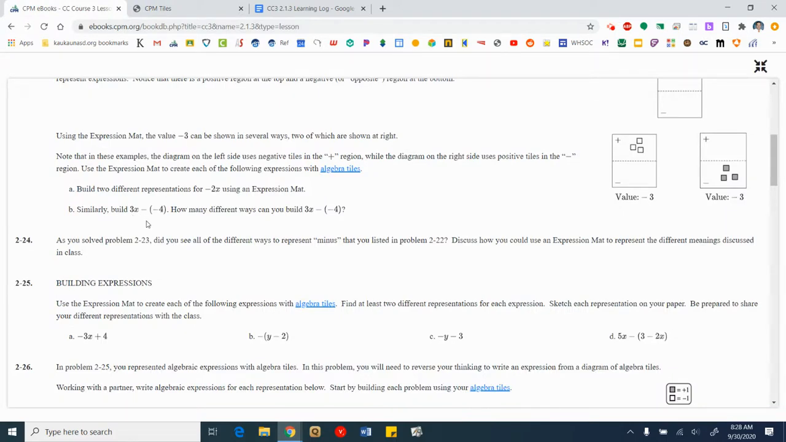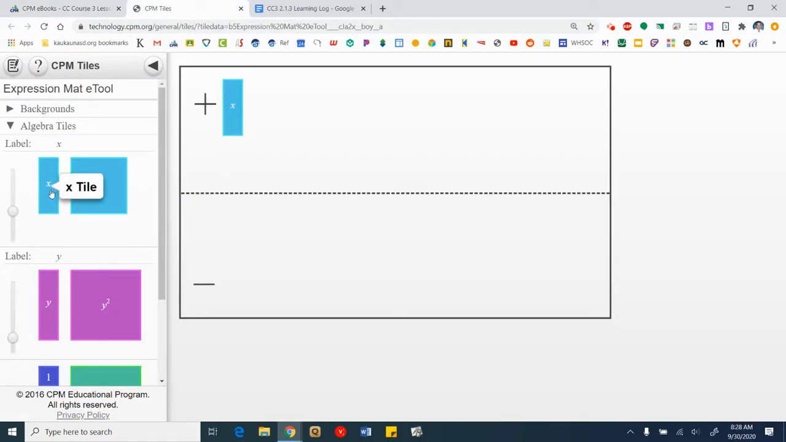Right, 3x minus a negative 4. How many different ways can you build 3x minus a negative 4? So another way I like to think about this is a plus 3x. It's a positive 3x, so plus 3x minus negative 4. So here's a way that I can show 3x minus a negative 4.